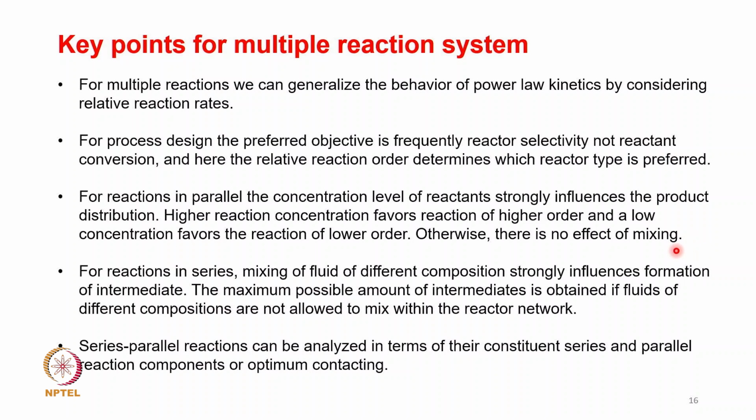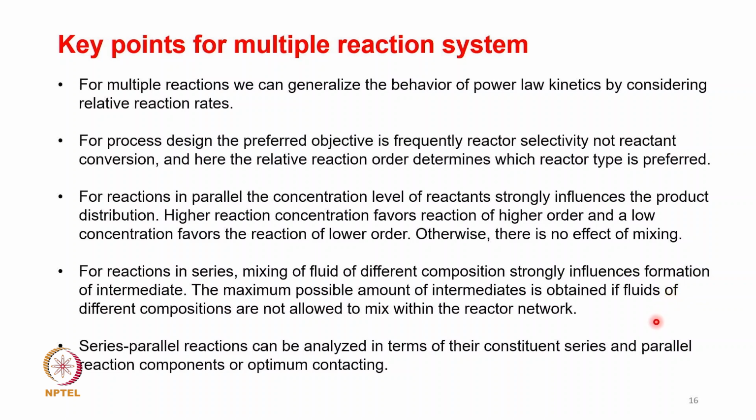For reactions in parallel, the concentration level of the reactant strongly influences the product distribution. Higher reactant concentration favors the reaction of higher order, and a lower concentration favors the reaction of lower order. For reactions in series, mixing of fluids of different compositions strongly influences the formation of an intermediate. So, you are considering a reaction wherein A goes to C, and the formation of the intermediate is strongly influenced by the mixing of fluids of different compositions.